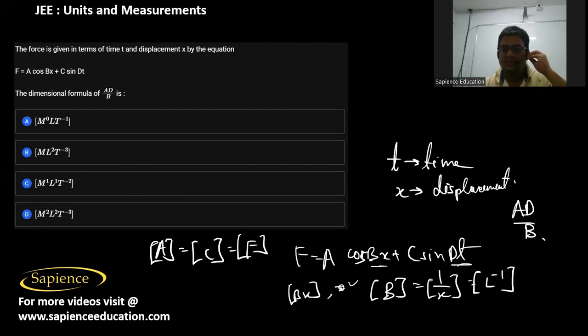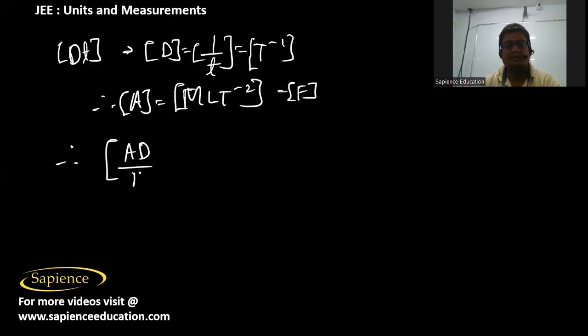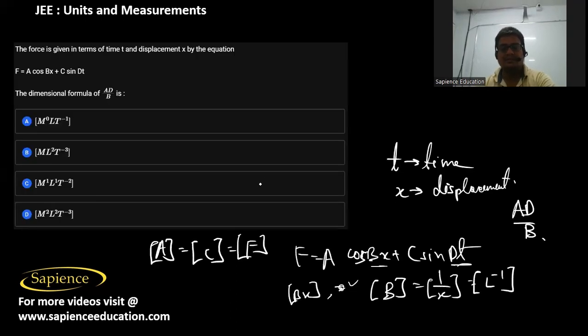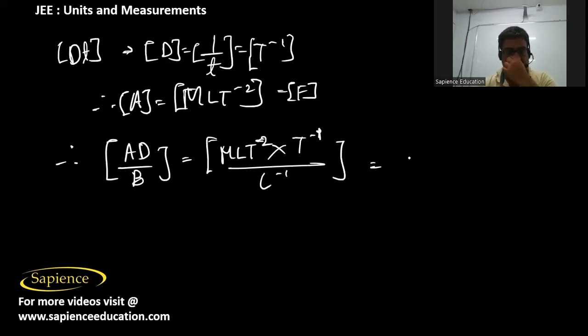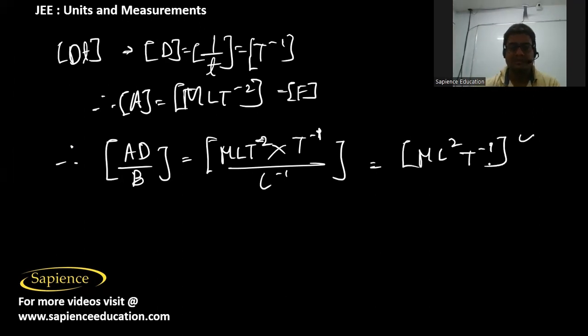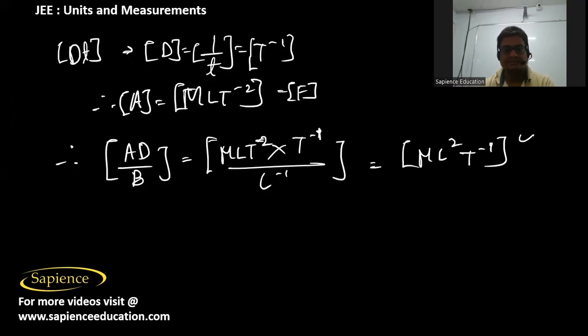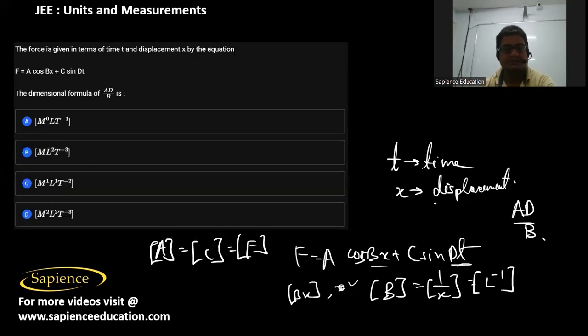So therefore, the dimensional formula of A is M L T power minus 2, same as the dimensional formula for F. Now, the dimensional formula for AD by B will be equal to A, that is M L T power minus 2, into D, which is T inverse, divided by B, that is L inverse. So this will be equal to M L square T power minus 2 into minus 1, so this will be minus 3. M L square T power minus 3. So option B is the correct answer.